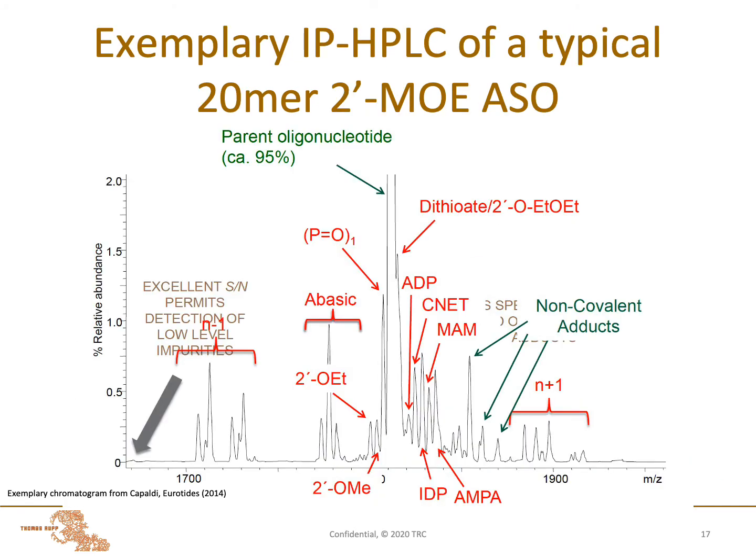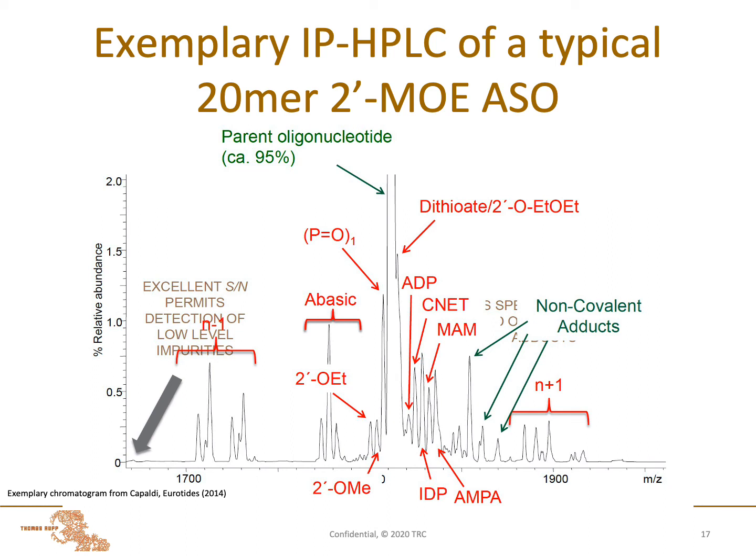And if we look at that in a higher resolution ion pairing chromatogram, this is a slide from Capaldi's Eurotides presentation. I do not have better data, that's why there is stuff on there that doesn't belong here. But here you can see that the N+1 and the branching are clearly seen after the main peak. They have a retention time of greater than 1.